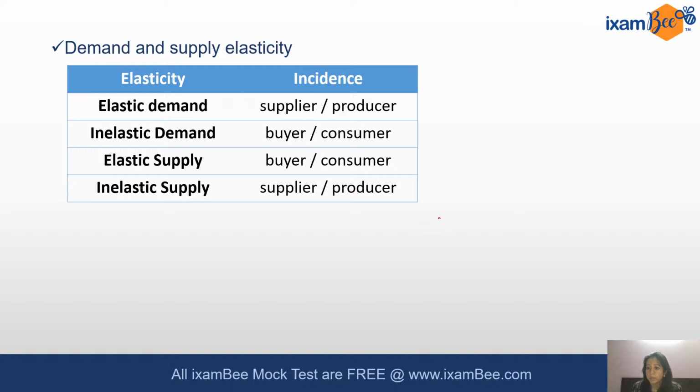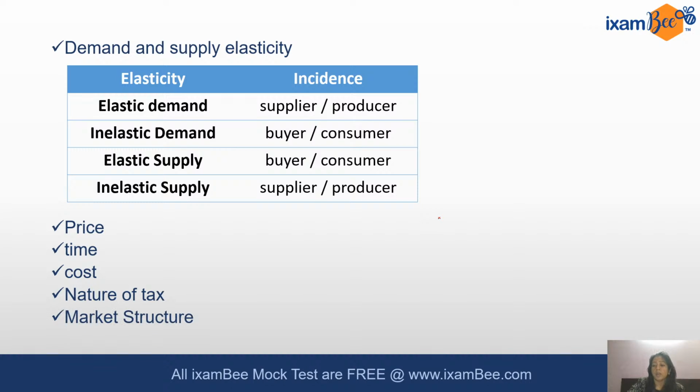So you have to keep in mind these four conditions: what happens when there is elastic demand, inelastic demand, elastic supply and inelastic supply. This should be clear in your mind, on whom the incidence of tax will fall, right? Likewise, there are other factors like prices, time, cost, nature of tax and market structure that determine the incidence of the tax, meaning on whom the burden of the tax will fall.